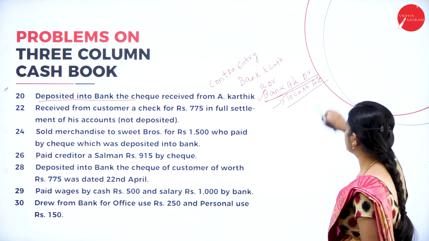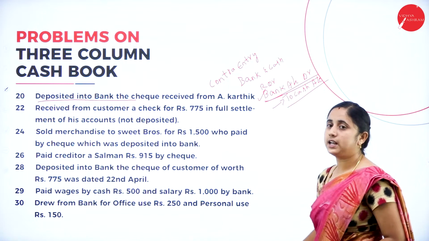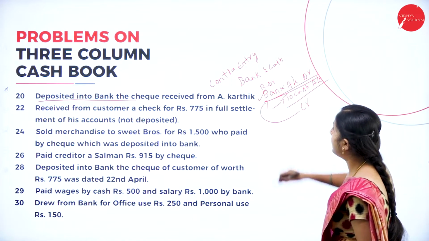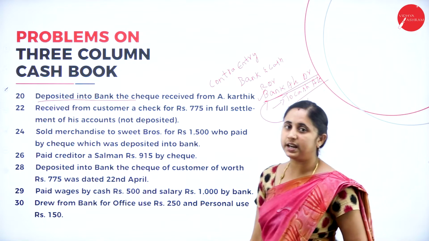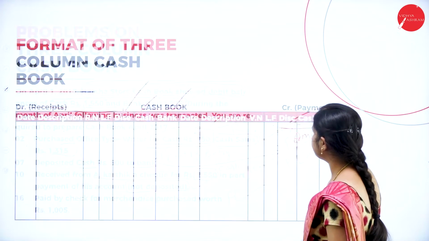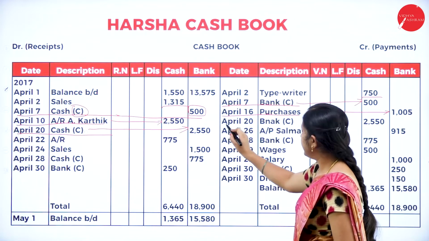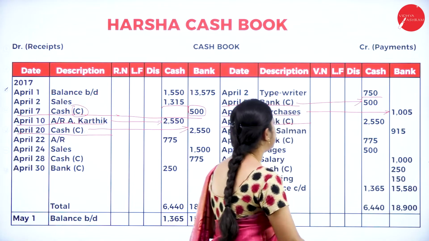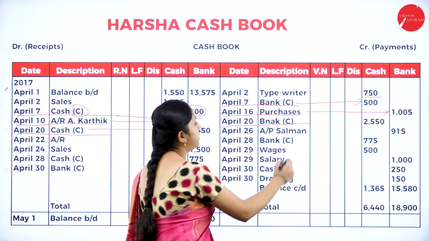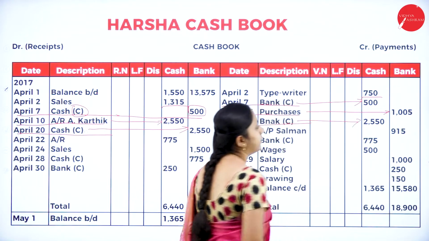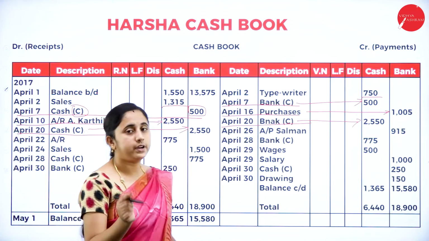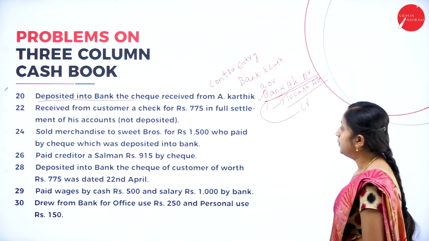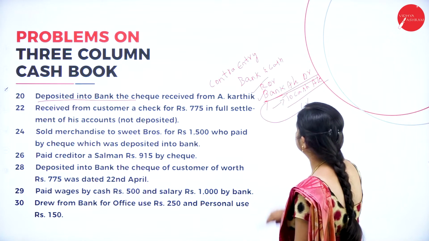Now cash, here cash is credited, so write on the credit side, bank account. April 20th, bank account. This is a contra entry, so write C for the bank, then the amount should be written in the cash column. So we have recorded both the cash and the bank. Here this is over.